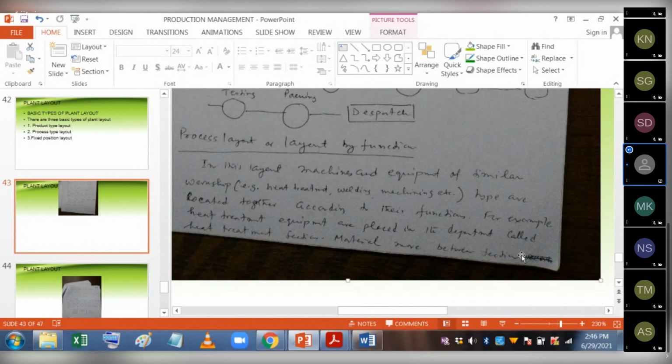You will understand this when I teach it. For example, heat treatment equipment are placed in the department called the heat treatment section. Material moves from section to section. It comes from raw material to hardening, heating and quenching, then tempering, then maybe sometimes annealing, then washing, and then it goes out of the shop. They are all clustered in one place. And the items being heat treated are for different equipment, not like an industry where you have all of a similar type. No, that is not the case. So production planning is difficult.